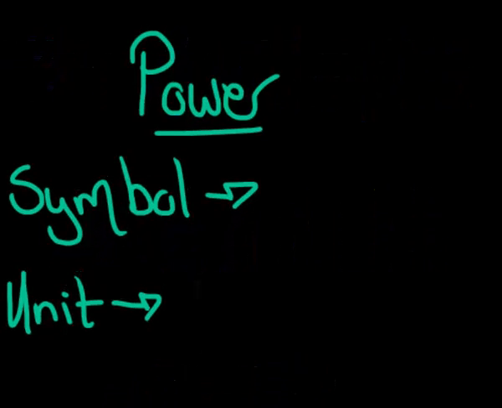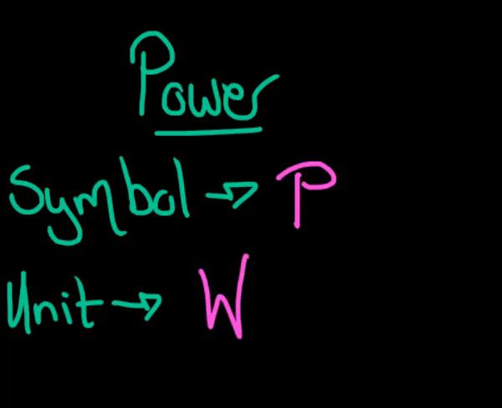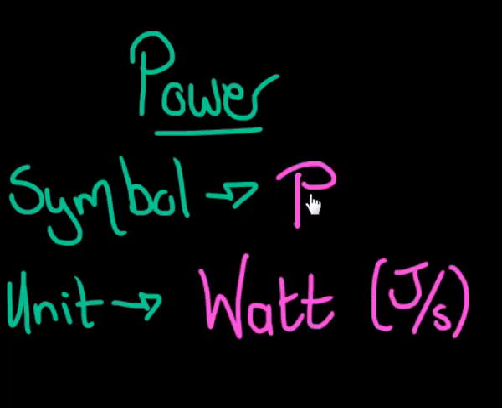Now our power has got a symbol of a capital letter P. Note that it must be a capital letter because a small letter would stand for pressure. And the unit in which we'll be measuring power is watt, W-A-T-T. Another unit in which we can also measure power is joules divided by seconds.